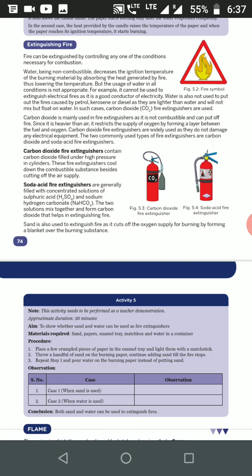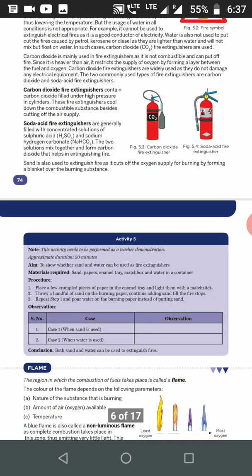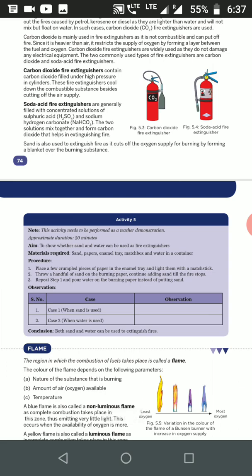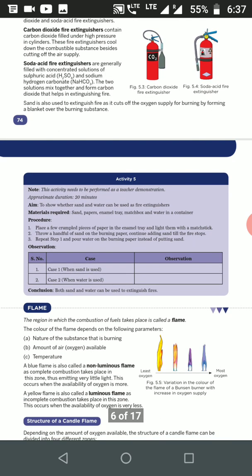Next, activity. In this activity we take water and sand. We take a tray, cut pieces of paper, put them in the tray and burn the paper. Now try to extinguish the fire by putting on the water and sand. If we put sand and water, both extinguish the fire.